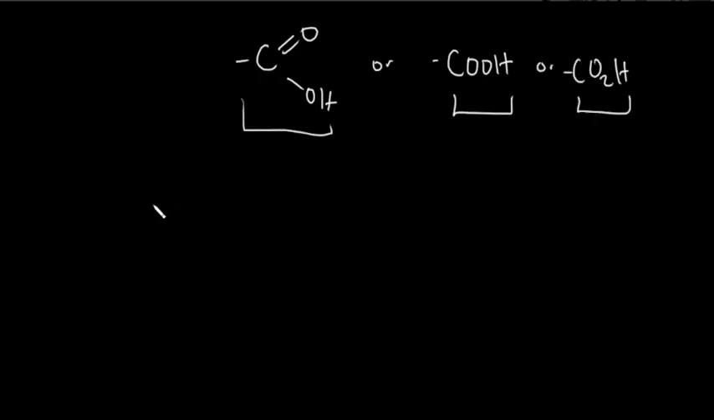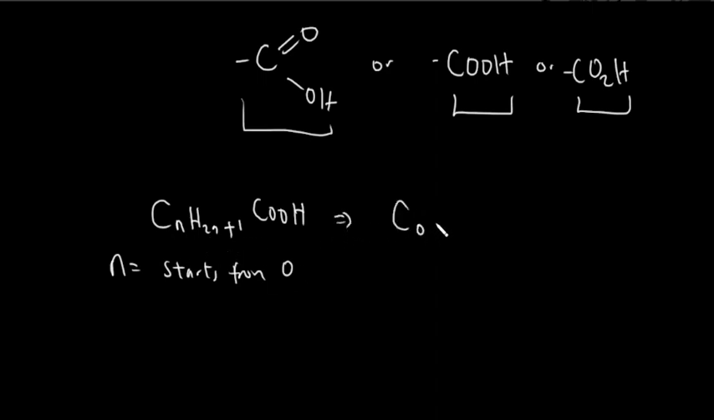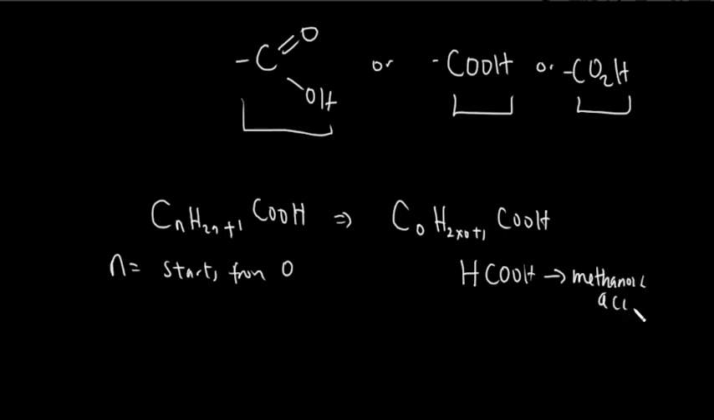R is going to be CnH2n+1 COOH. Now, n in this case starts from 0. So if you're looking at methanoic acid, the n for this will be 0. Why? Because there's already one carbon atom here. Methanoic has one carbon. So since the carbon atom is already here, it means that n will be 0. So if you do that for methanoic acid, it is going to be C0H(2 times 0 plus 1), which will now give us COOH. So C0 is 0, 2 times 0 is 0, 0 plus 1 is 1. So we have that methanoic acid is HCOOH.